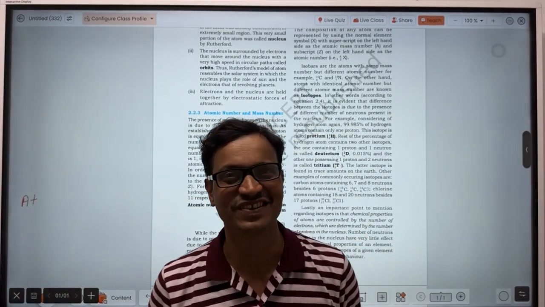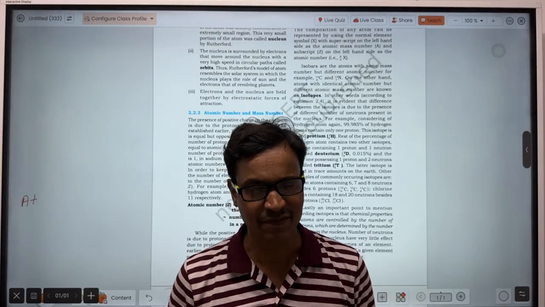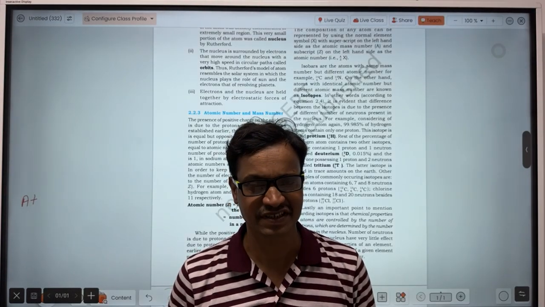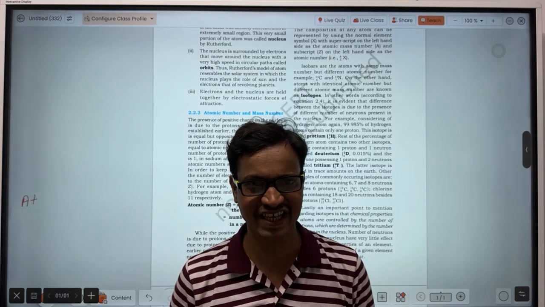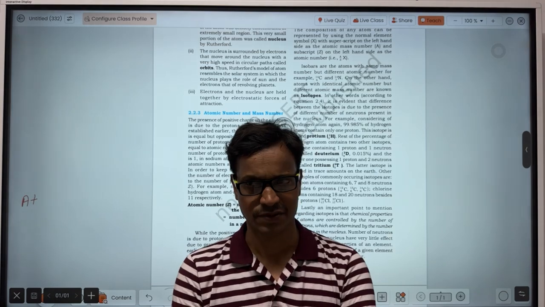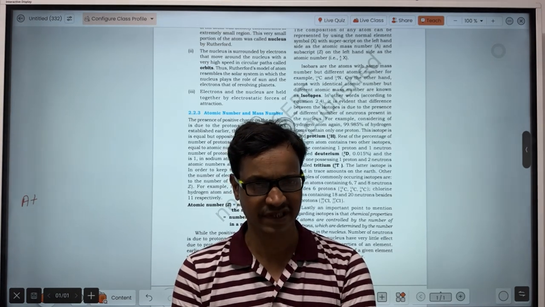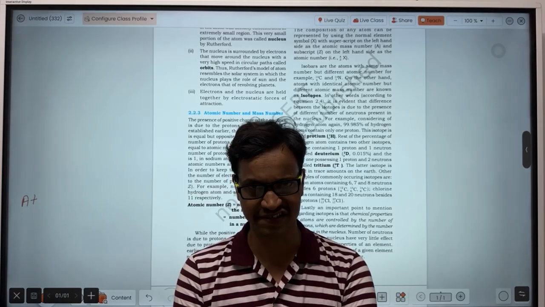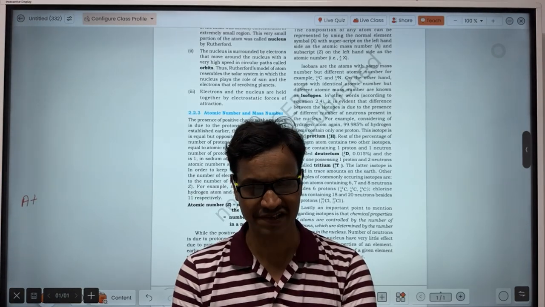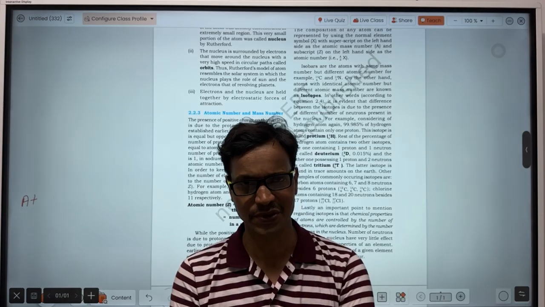Mass. Electrons have negligible mass, 9.1 into 10 power minus 31 kg. So that is very less, so the electron has negligible mass. The ones responsible for the mass are the proton and the neutron. So mass number will be equal to the number of protons plus the number of neutrons.